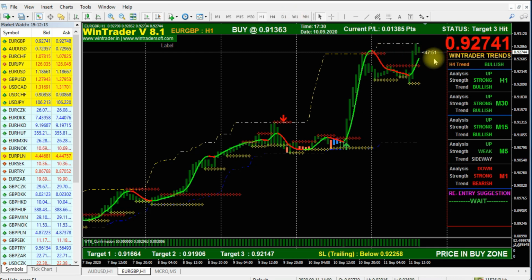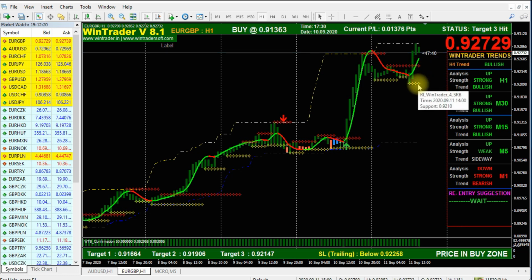And you can see in the chart there are red stars and yellow stars. These red stars are the resistance level and the yellow are the support level.